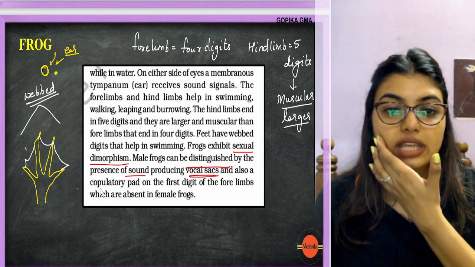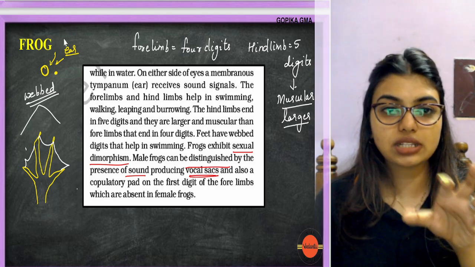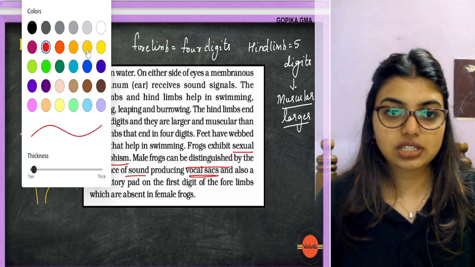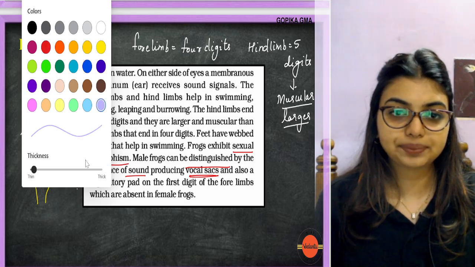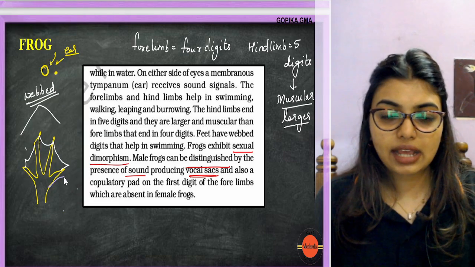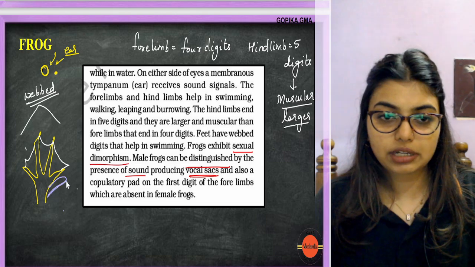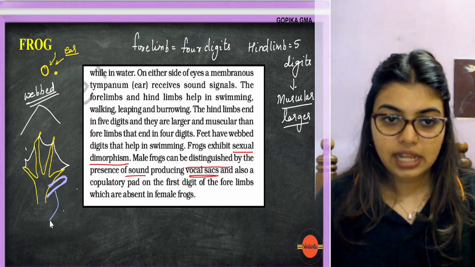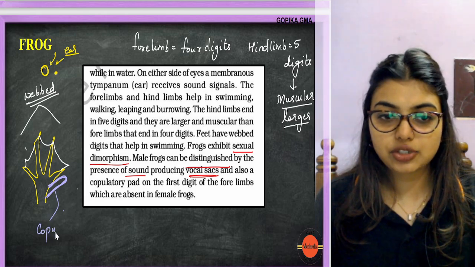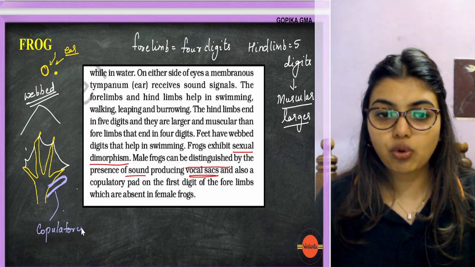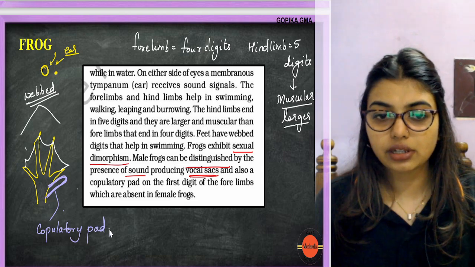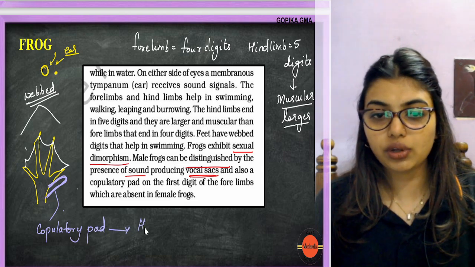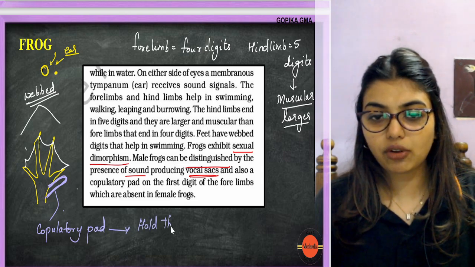Also they have a copulatory pad. Now imagine, students, this is your forelimb. Imagine this is the forelimb of the frog, which I've drawn here. They will have something like this, a copulatory pad. I'm not drawing the exact structure because it is a little hard to draw, but imagine they have a copulatory pad. This copulatory pad will make sure to hold the female frog during copulation.